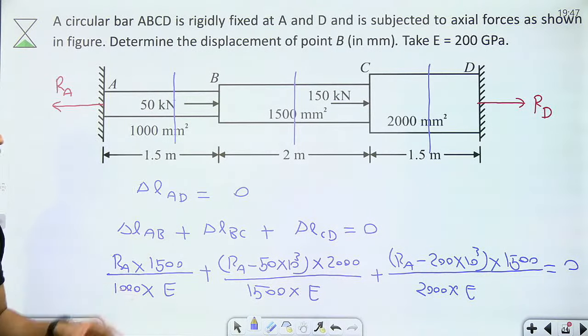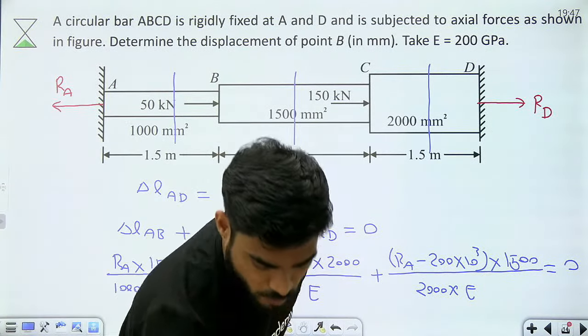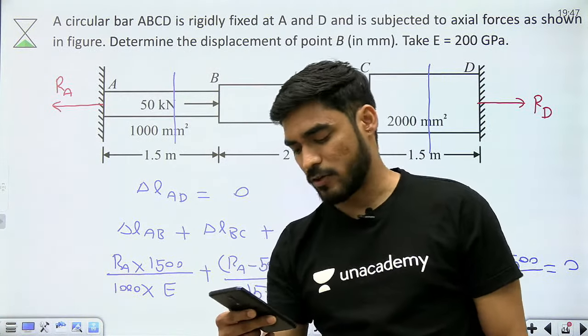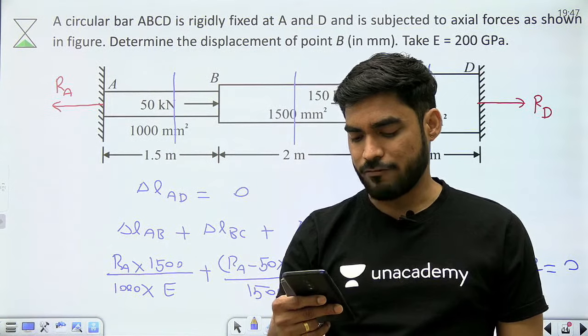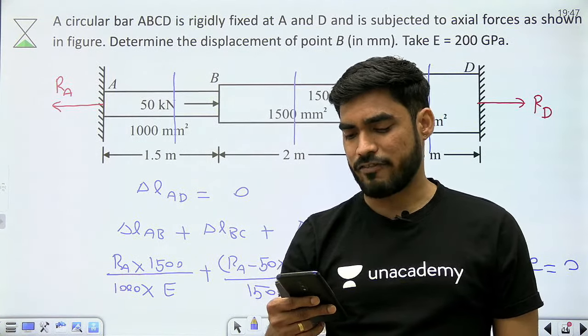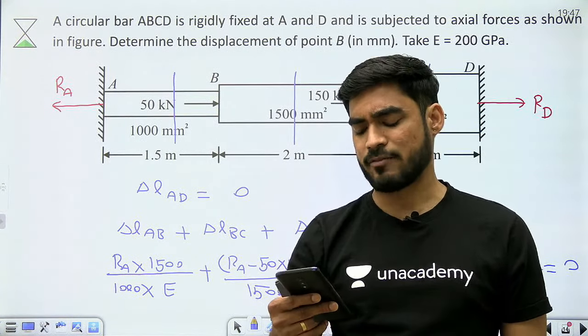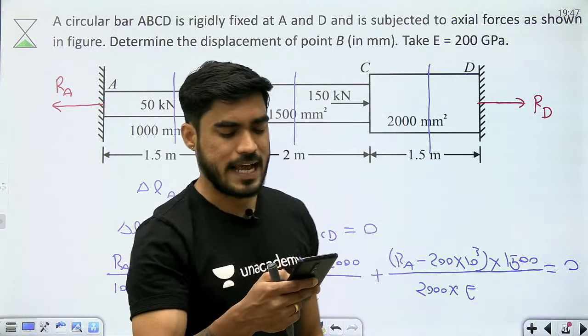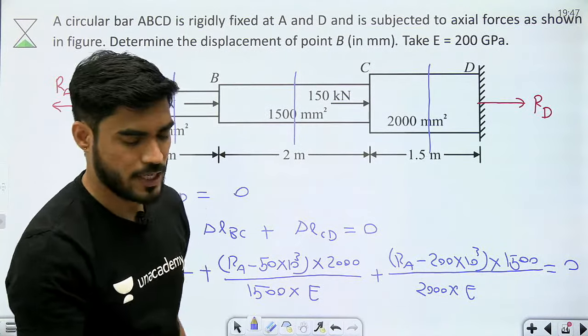So you are getting this equation, and if you solve this equation, you are going to get the value of RA. If your answer is very small or very large, that means you must be making some mistake in the units. Take care of the units, take care of the units, okay?